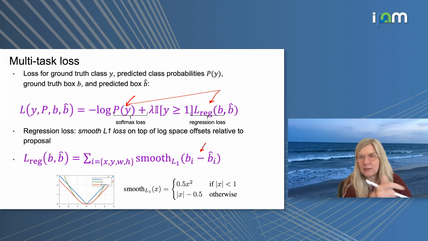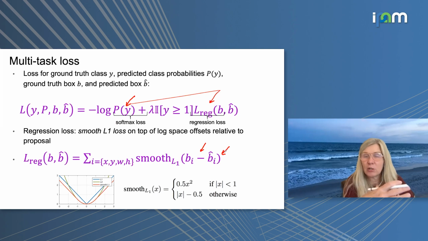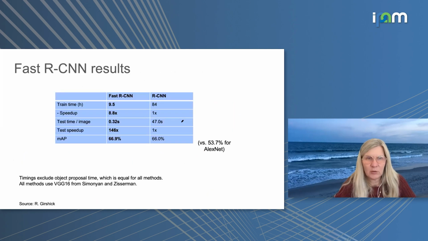And this part of the loss function was then doing the regression and computing the loss between the predicted bounding boxes and the ground truth bounding boxes. And this already generated significant improvements in speed, 146 times faster than the previous approach.